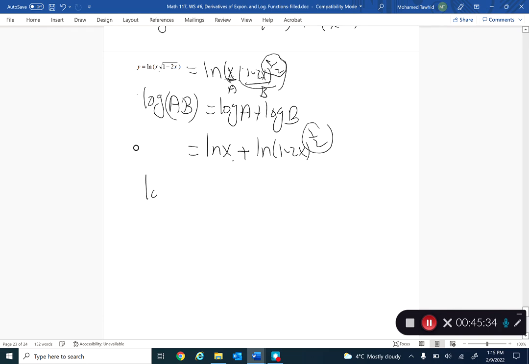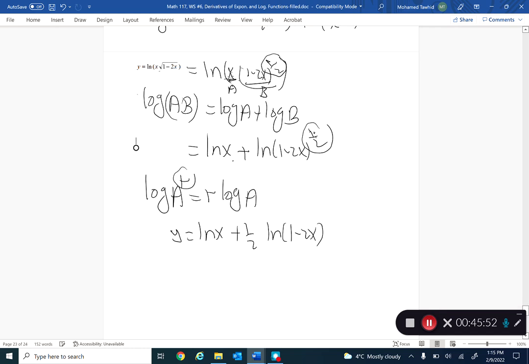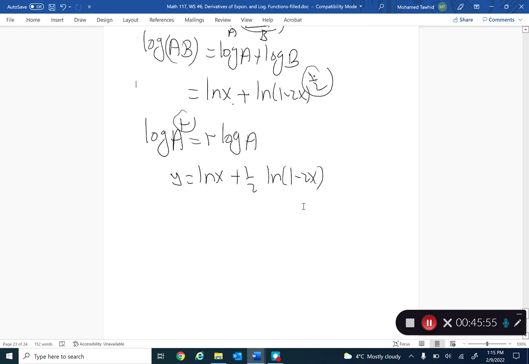But if I use this rule of log, if you have a to the power r, then I can put r in front. So the first term is ln x, and the second, I put 1/2 in front, then you have ln of (1 minus 2x). So now I don't need to use the power rule because I don't have a bracket to the power n.